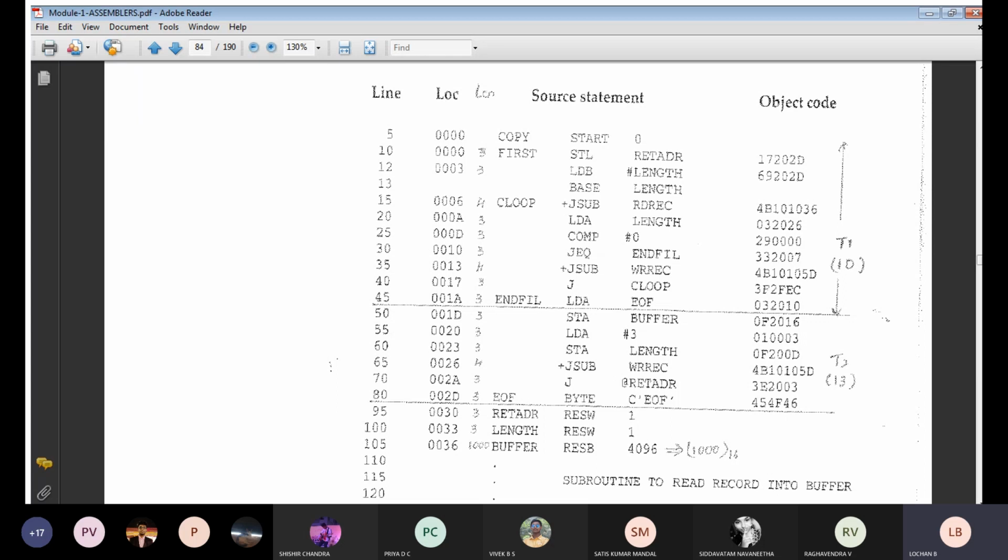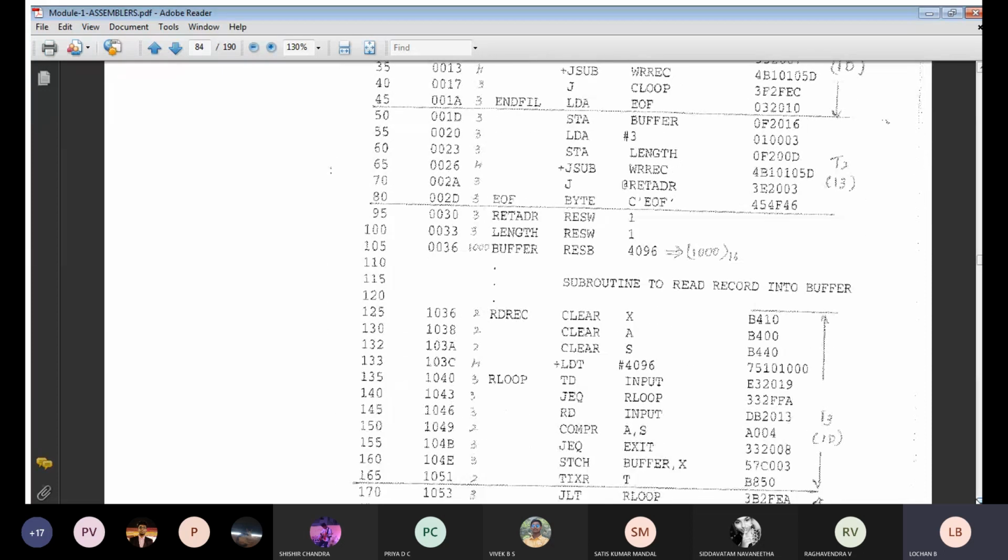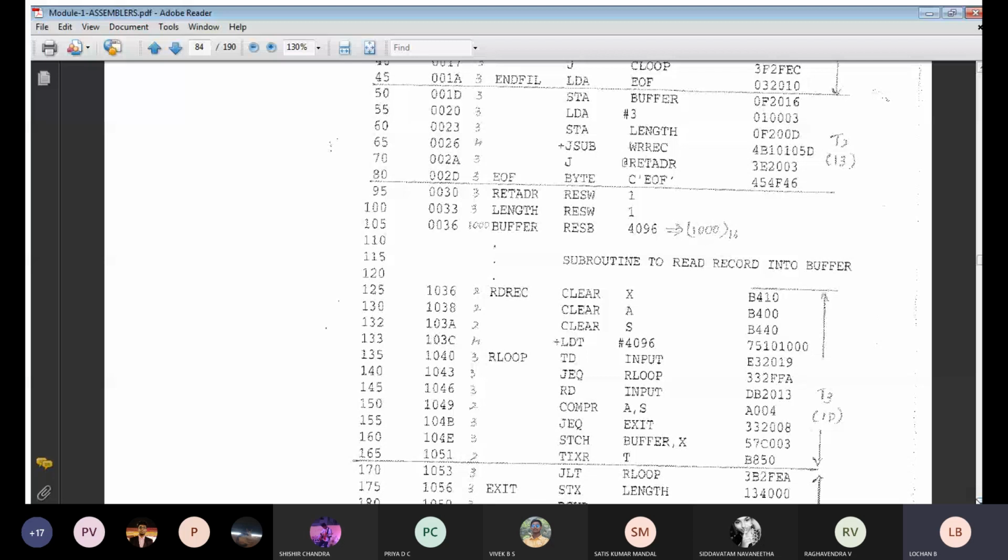So what I want to say, observe here. Subroutine to read record into the buffer. Everyone observe line number 105. If you observe line number 105, what is the address you got?